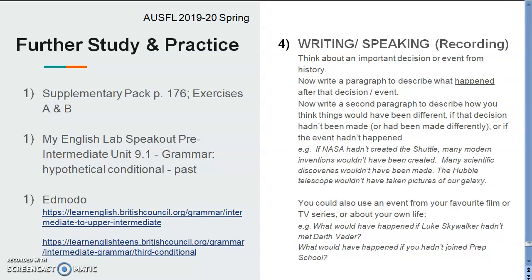For further study, you can do the activities in your supplementary pack, page 176, exercises A and B. There's also My English Lab. And of course, there's numerous links online. Here are two in particular with Learn English at the British Council and Learn English Teens, both of them very useful. On screen also is a writing or speaking activity that you can use to practice.